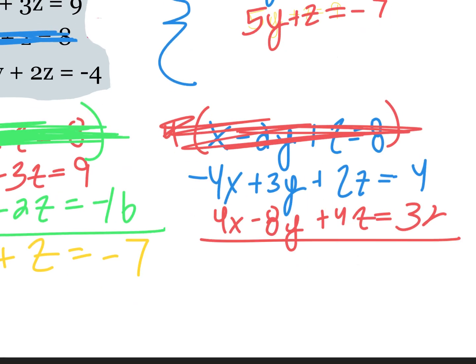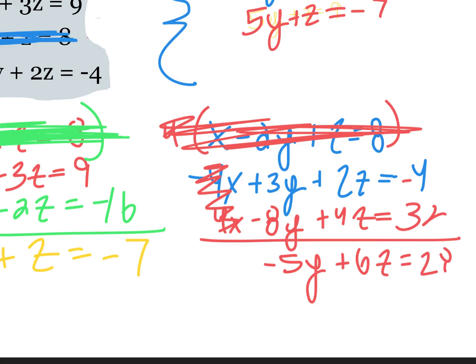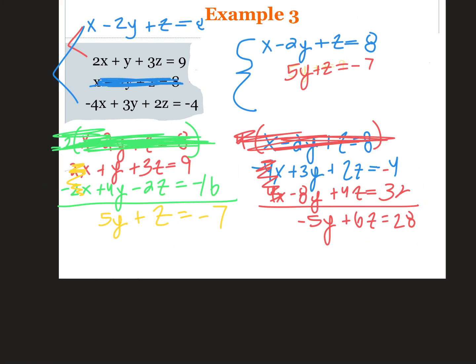So now when I combine -4x and +4x, cancel. What's 3y minus 8y? -5y, good. What's 2z plus 4z? Plus 6z equals? How much? 28. This was a negative, right? So 28. Okay. I want my last equation to say z equals.